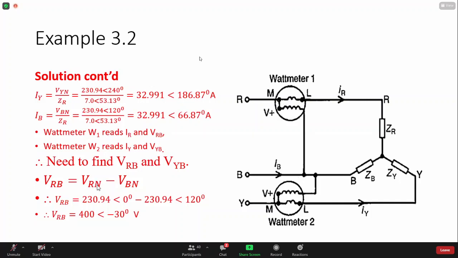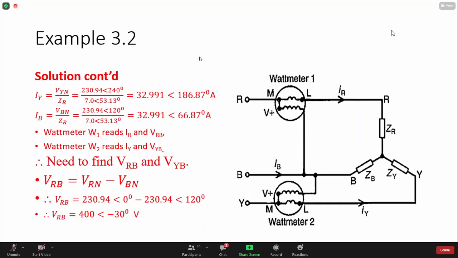So VRB would be equal to VRN minus VBN. Remember? When we were defining our line voltages for the star system, you take the first one minus the second one. So VRN minus VBN. So VRB works out to be 400 at angle minus 30. Everybody with me with that? Yes, sir. Sure.